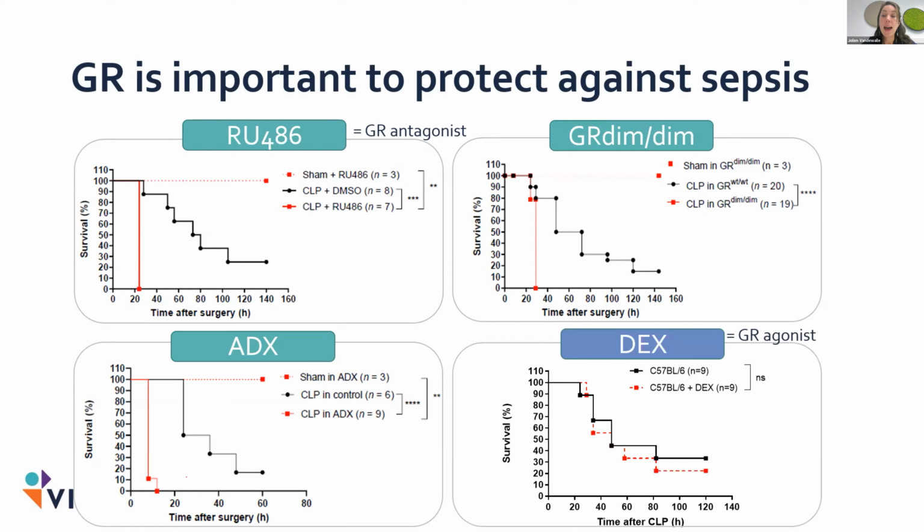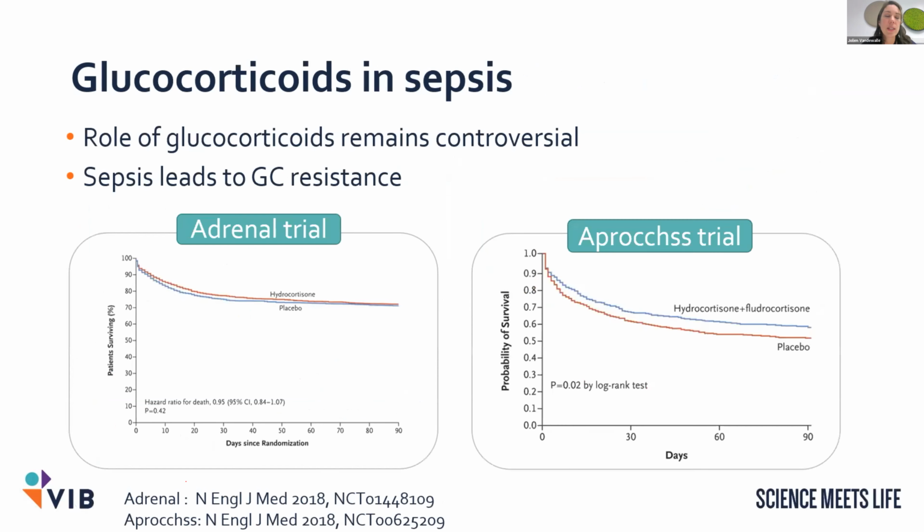However, when we activate the GR with the GR agonist, dexamethasone, we could not get an increased protection of those mice. We do not see an effect with dexamethasone in our CLP model. And those results resemble very well the results that have been published about glucocorticoids in sepsis.